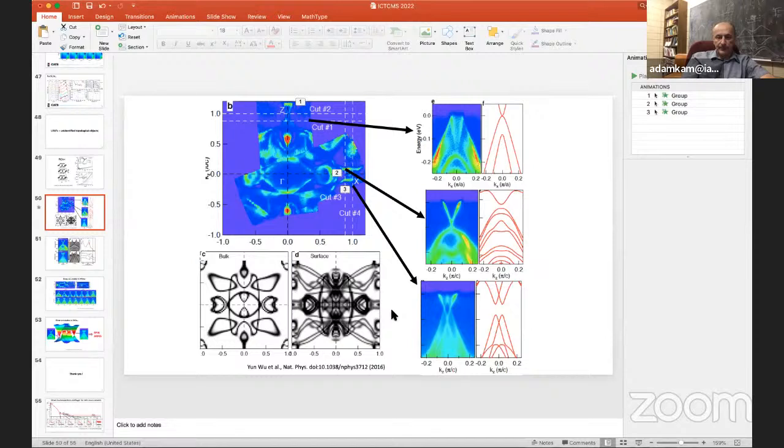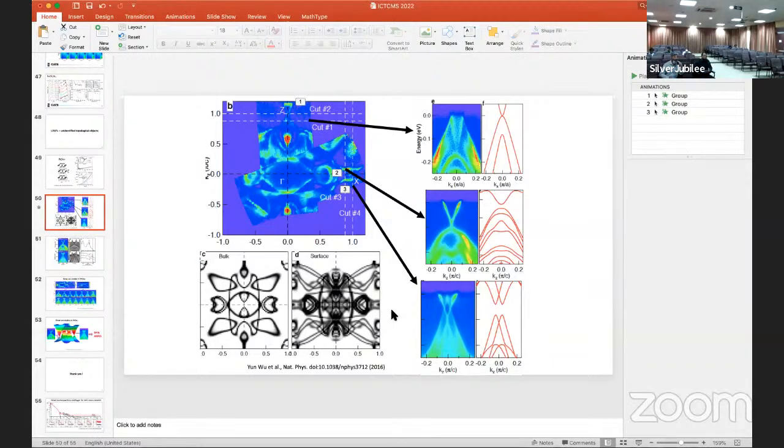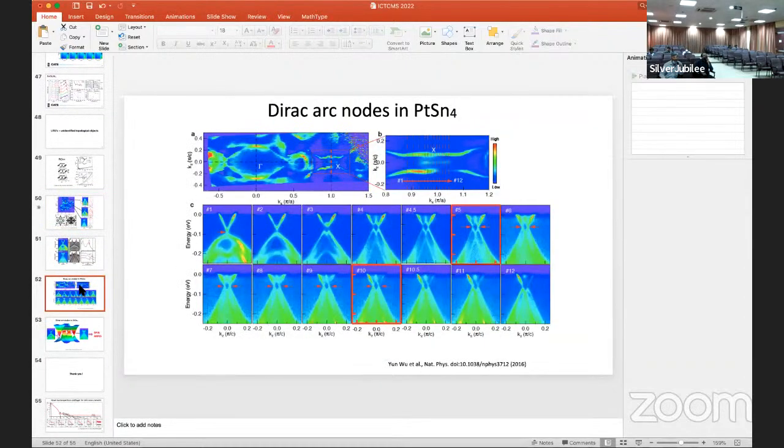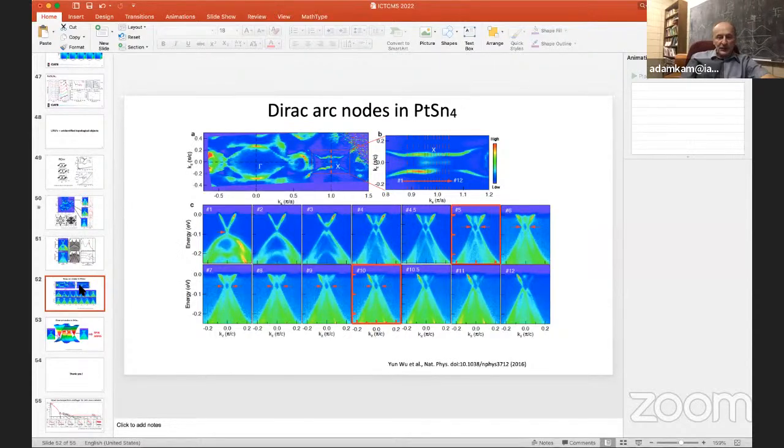I have one question. In this PtSn4, you showed that this Dirac cone splits. How do we understand it, because it is a centrosymmetric system and there is no magnetism involved? Right. Perhaps I used slightly wrong terminology with "splits". I'm just describing what the data looks like.